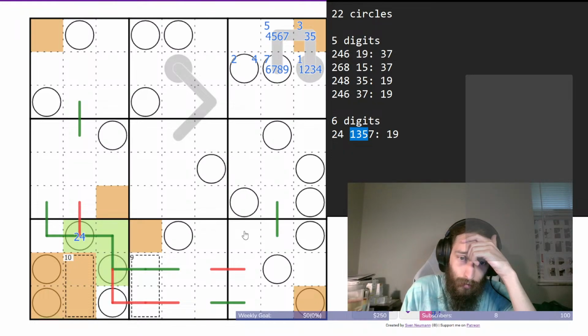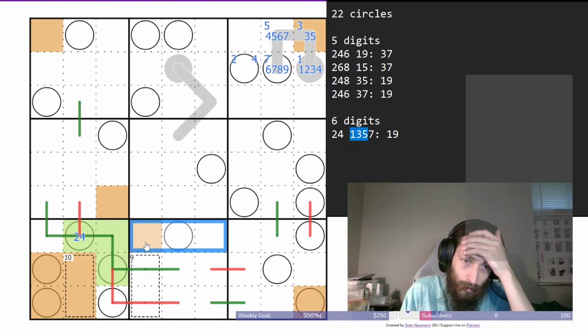But red has to go through there. Right, because this is 1 step. This one's 2. This one's 3. Or I guess this is 1, this is 2, this is 3, this is 4. So it has to go that way.